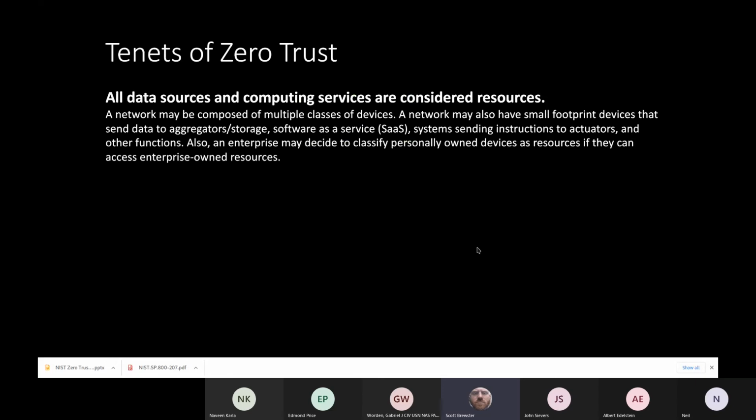So we've got 7 major tenets in 800-207 that we need to cover. Okay. And it's all data sources and computing services are considered resources. So a network may be composed of multiple classes of device. We're talking phones, PCs, printers, everything. A network may also have small footprint devices that send data to aggregate storage, software as a service, systems sending instructions to actuators and other functions. And an enterprise may decide to classify personally owned devices as resources.